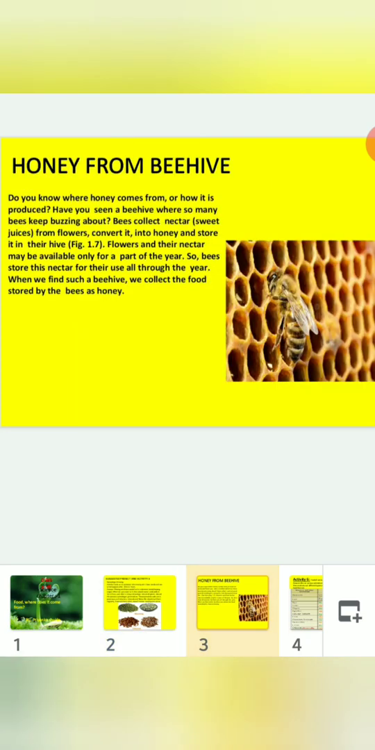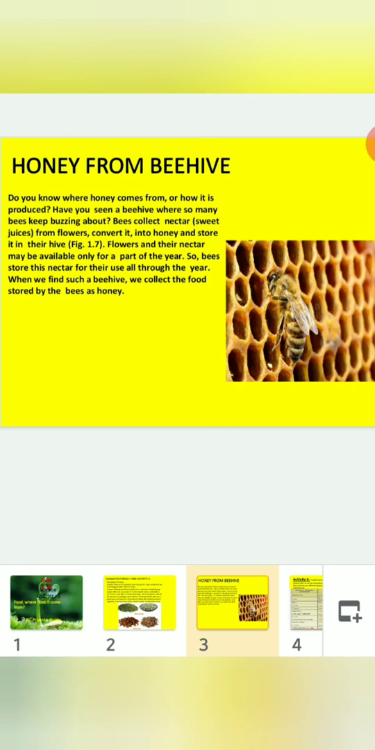Next, a very important food product which we obtain from animals is honey. So, honey from a beehive. Do you know where honey comes from or how it is produced? Have you seen a beehive where so many bees keep buzzing about? Bees collect nectar, that is a sweet juice, from flowers, convert it into honey, and store it in the hive.